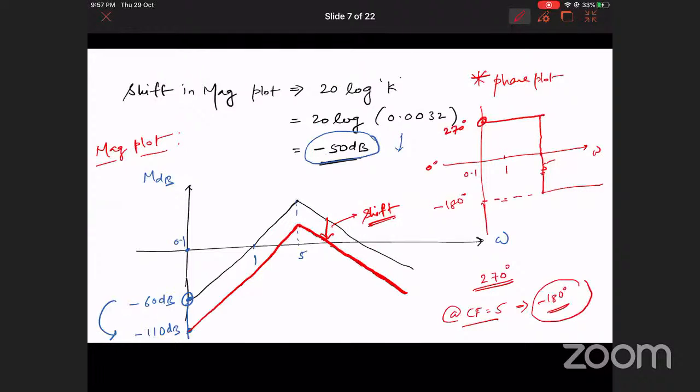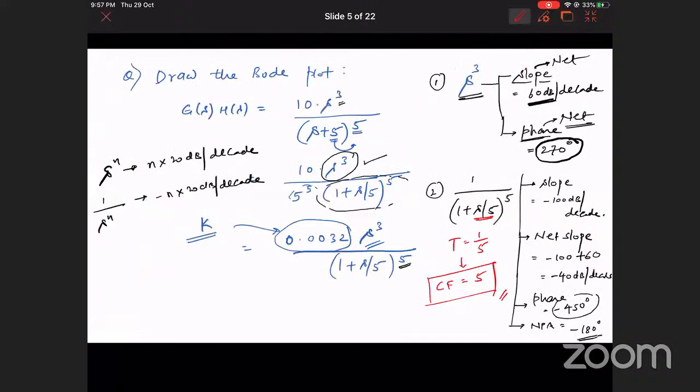That's it, guys. This is what we call a phase plot. Very simple, guys. Let me remind you once again. The initial angle was 270 degree, and at corner frequency 5, the angle changes to minus 180 degree. So let me again plot it over here in front of you.